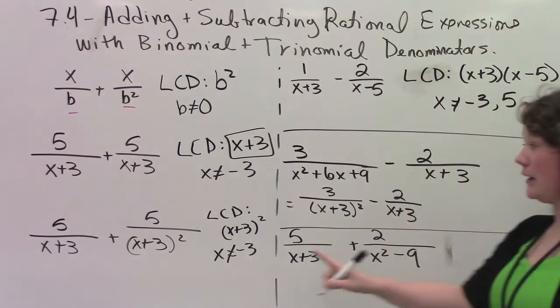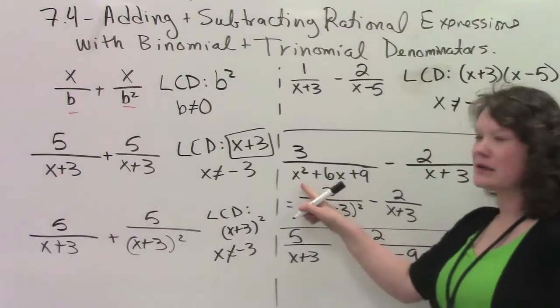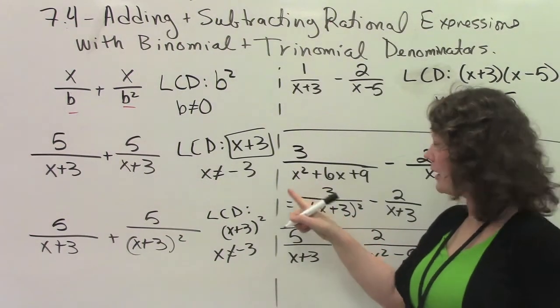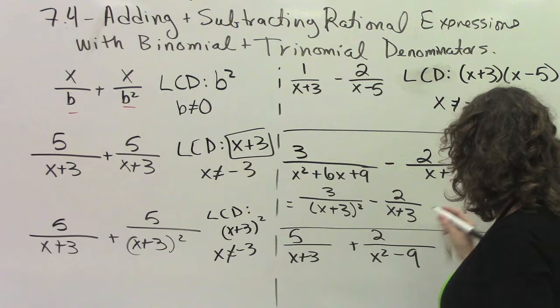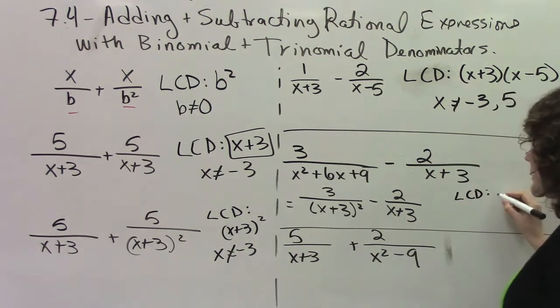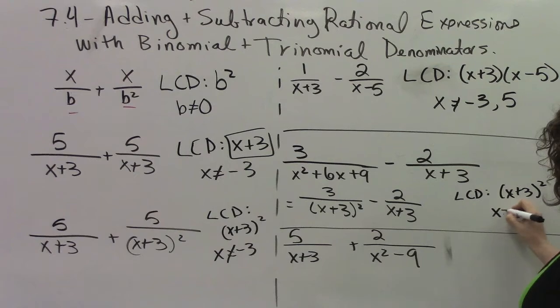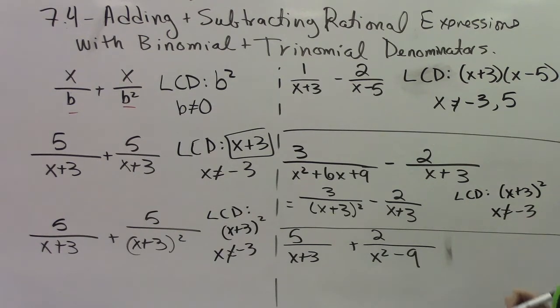Looking at this, very similar to this one right here. The only thing that's different about this is that we had to factor it. Okay, you have to sometimes do that step of factoring. So we're going to say our lowest common denominator is x plus 3 squared. Okay, x cannot equal negative 3.